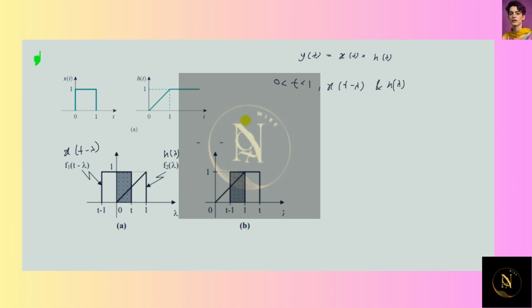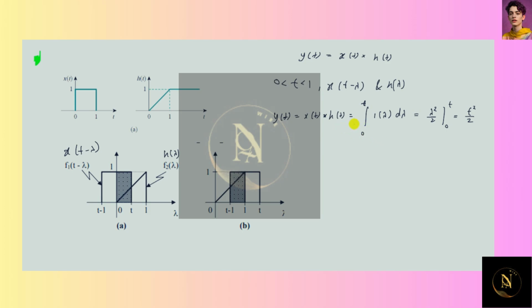Now here is the figure, and we can write y of t is equal to x of t multiplied with h of t. When we solve this, it is equal to the integration with limits from 0 to t. We have to put the limit from 0 to t, and this would be 1 multiplied with lambda d lambda. So the integration is lambda square divided by 2. Now we put the lower limit and upper limit, so this is equal to t square divided by 2.